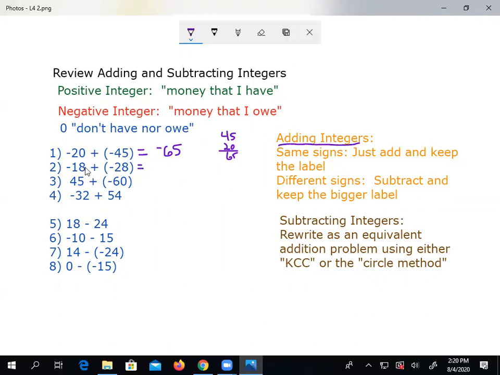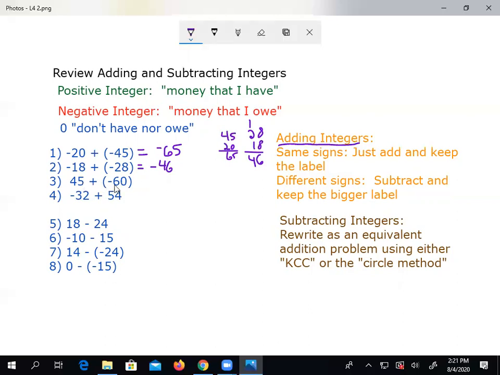So if I have a negative 18 and a negative 28, it's the same concept. The signs are the same. So you have to add the 28 and the 18. So 28 and 18, we get our 16 there, and then we get a 4. So we'll get 46, but we have to keep the label. So it's going to be a negative 46.